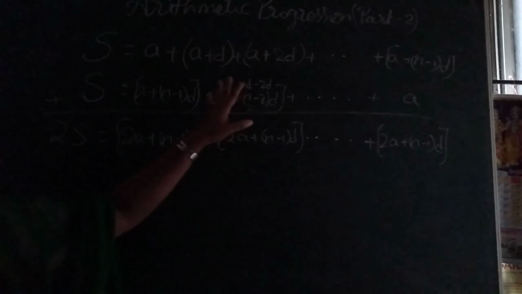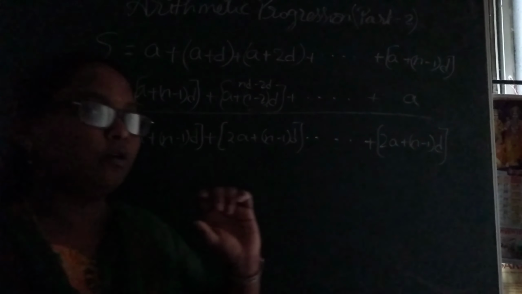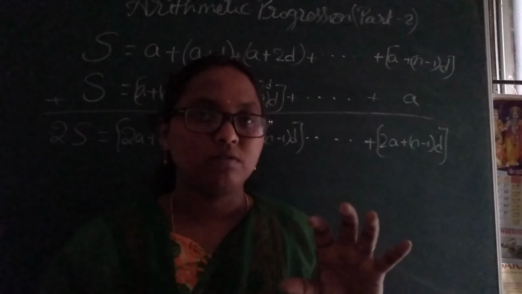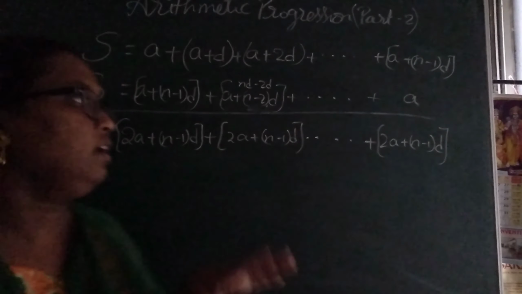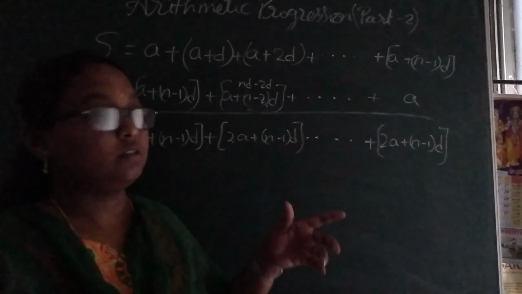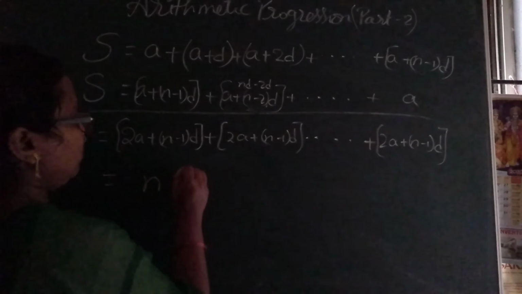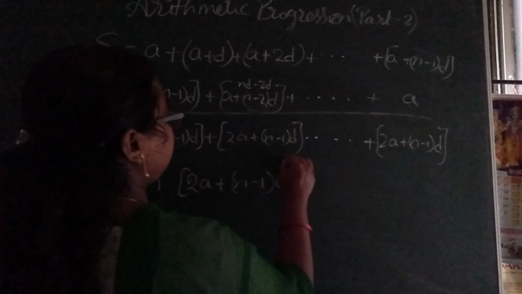This sum is nothing but the sum of how many terms? N terms. For suppose, if you add 10 for 5 times, what is your answer? 5 into 10, 50. Correct? So similarly, this 2A plus N minus 1 into D, how many times is it adding? N times, since we have taken N terms. Okay? So N into 2A plus N minus 1 into D.